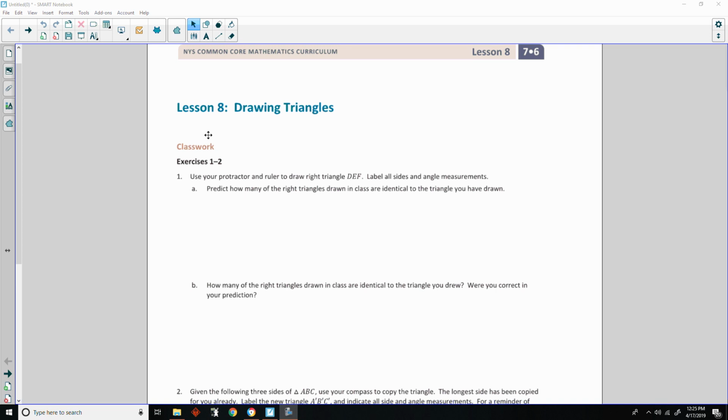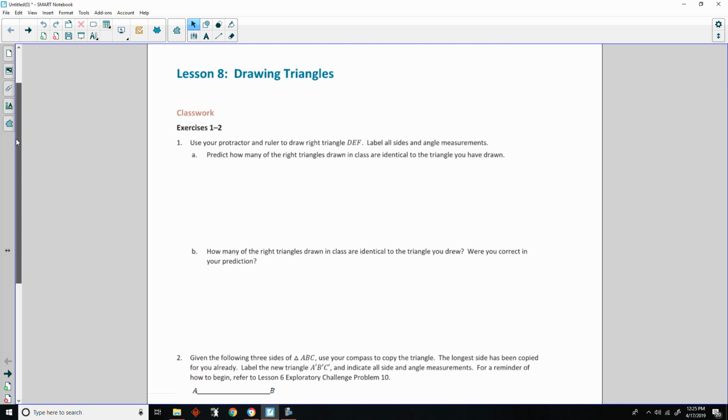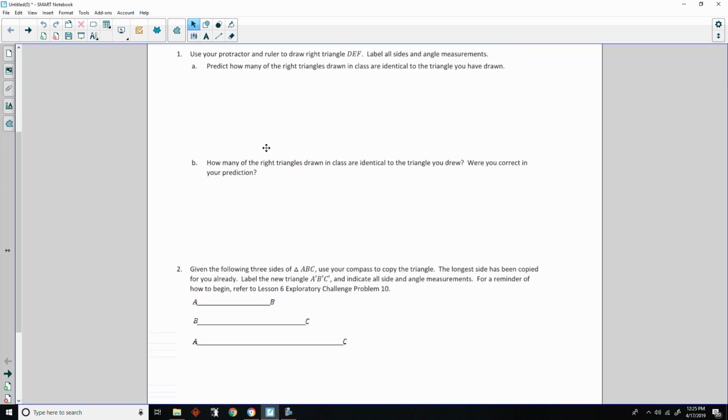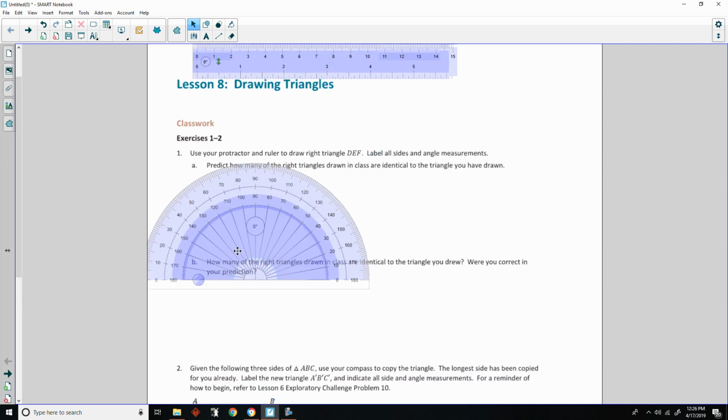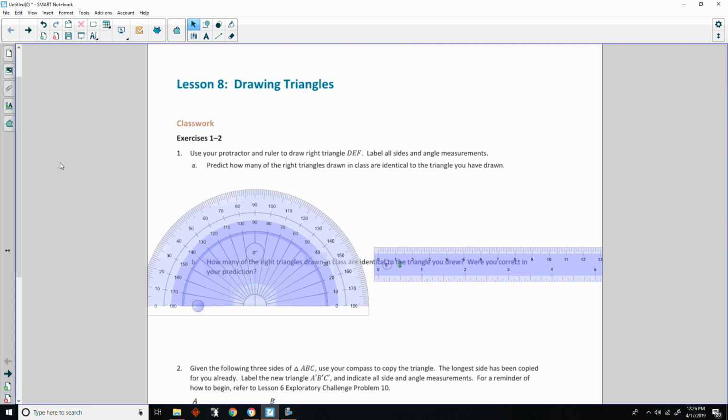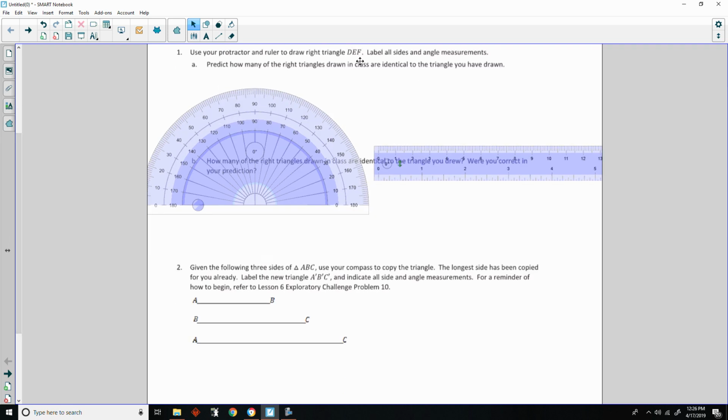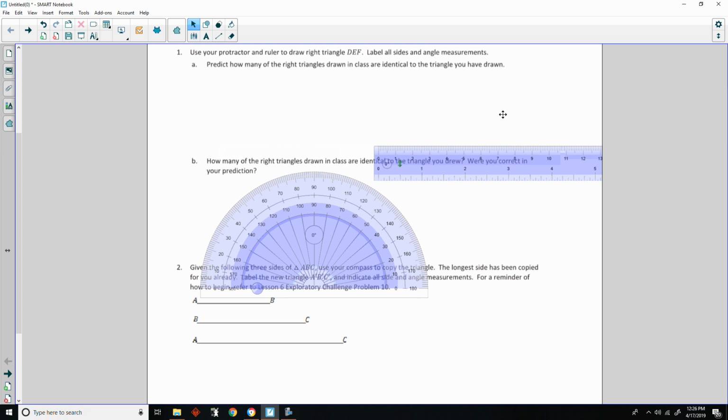This is Lesson 8, Drawing Triangles. Classwork Exercise 1 and 2. It says to use your protractor and ruler to draw right triangle DEF. Here's my protractor, here's my ruler. Label all sides and angle measurements. Predict how many of the right triangles drawn in class are identical to the triangle you have drawn.